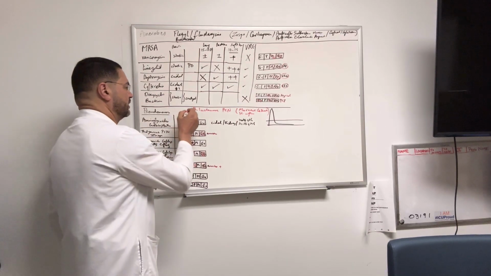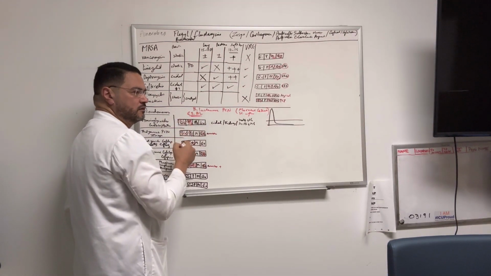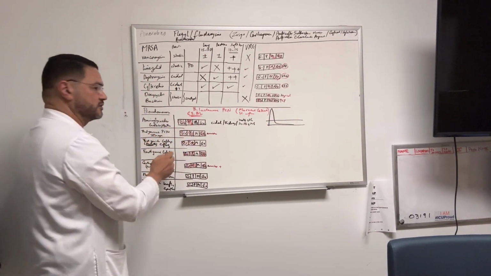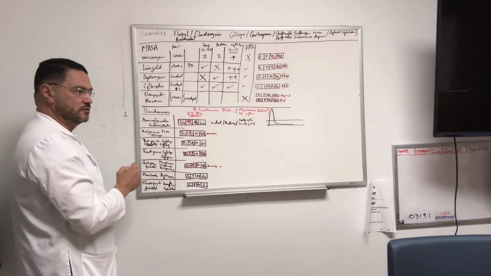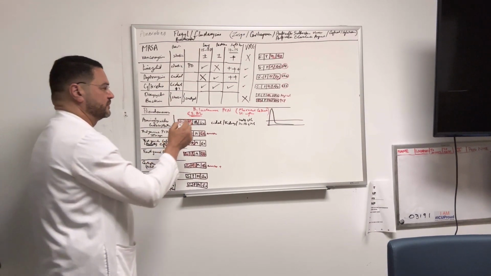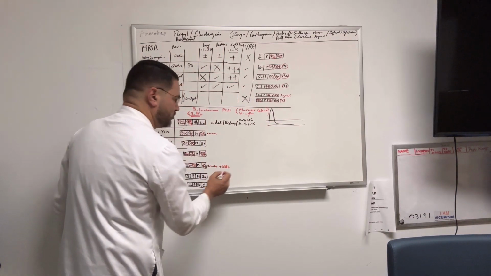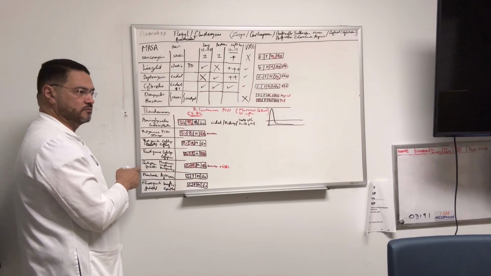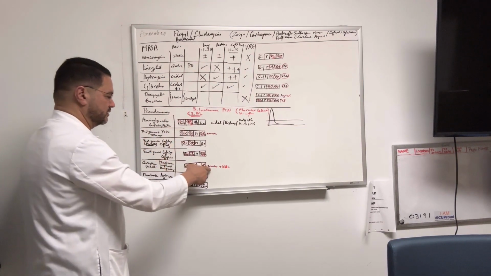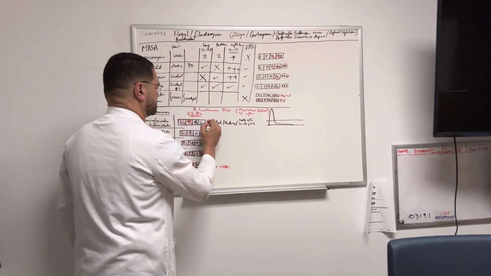But look at this. Extended spectrum beta lactamase. That's the one that kills all of the penicillins and all of the cephalosporins, right? That breaks down all of these antibiotics. So that's huge. We call these ESBL. So the only one that we can use for ESBL is carbapenem, right? So if ESBL is there, then this will kill it, and aminoglycosides. I'm gonna write here it kills ESBLs as well.